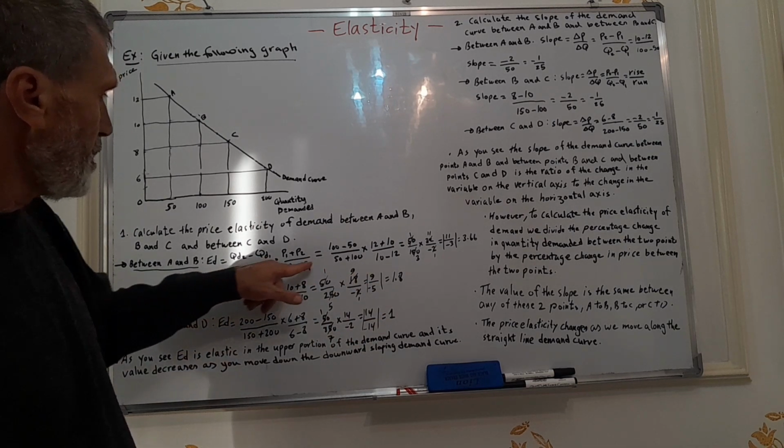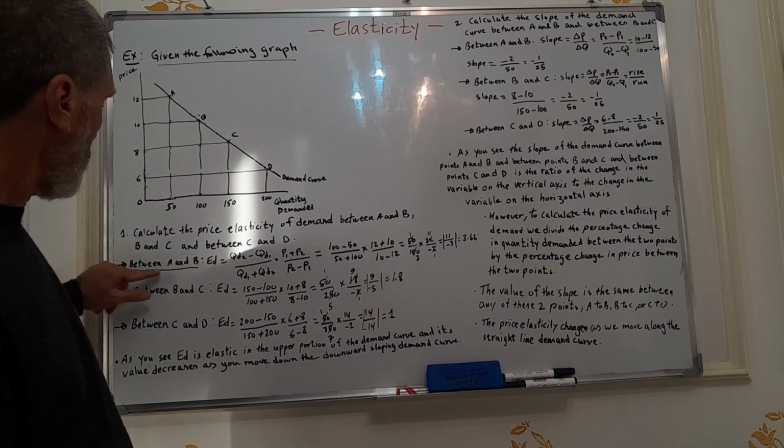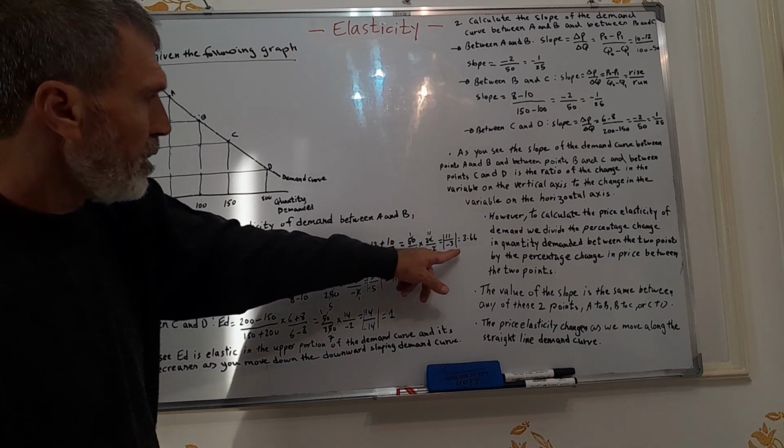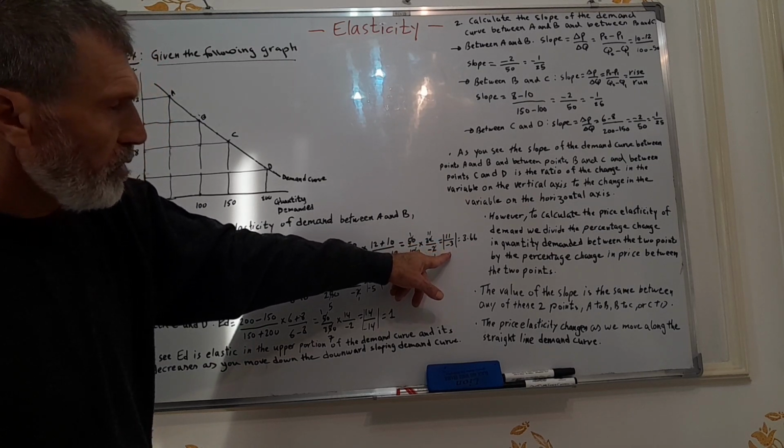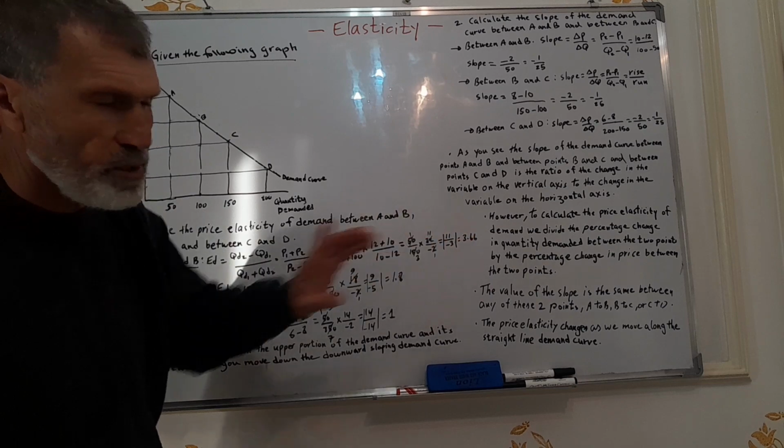here, I'm talking about the first one. This is between A and B. We come up with 3.66. 11 over minus 3. Of course, the absolute value of that, you get 3.66.